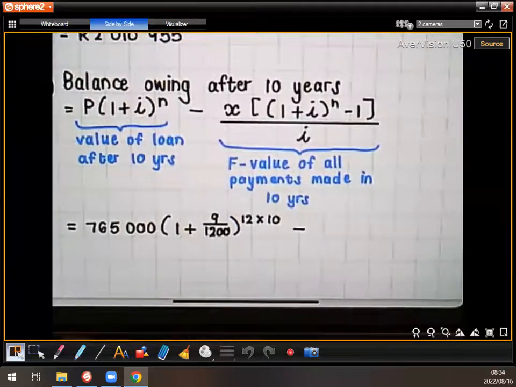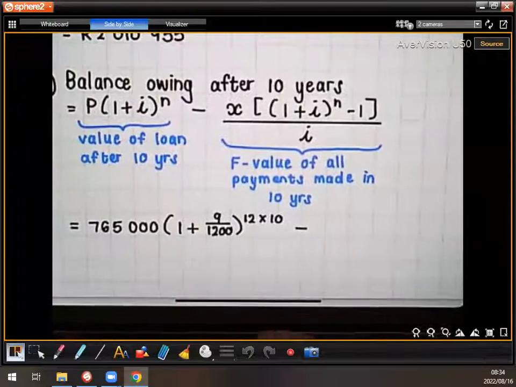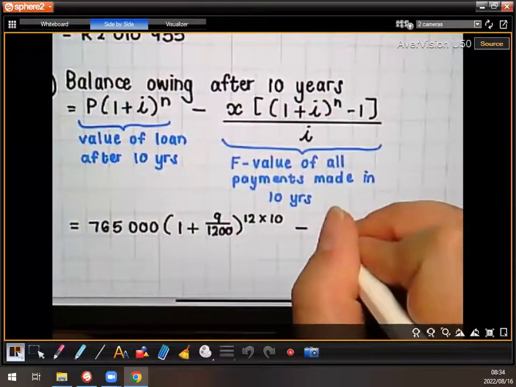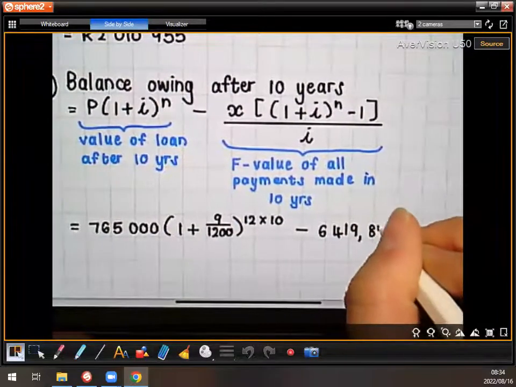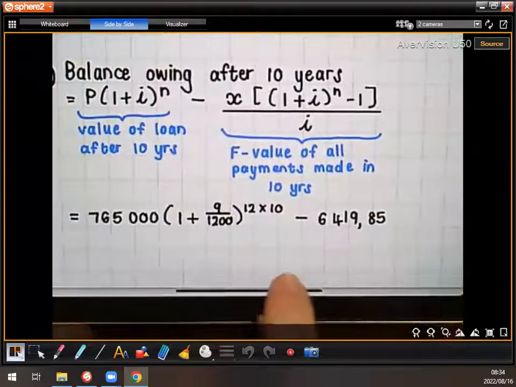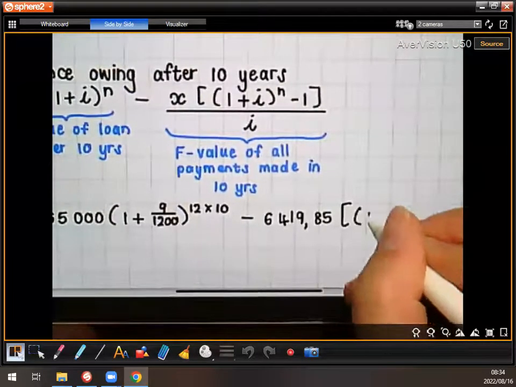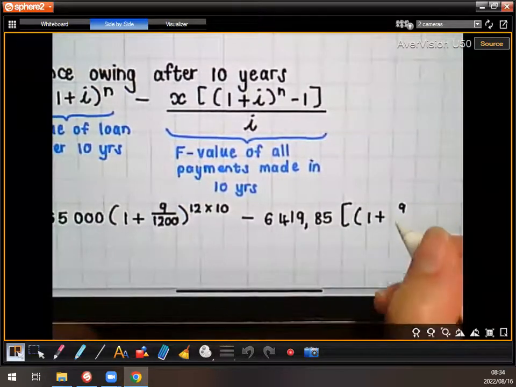Okay, but now we're going to subtract the value of all the payments that he has actually been making. And we're going to view that almost as if it's an investment. So we use the future value formula. So we're using the 6,419.85 that we calculated in the first question. That is the monthly payment. And then we just fill everything else in as it's given.